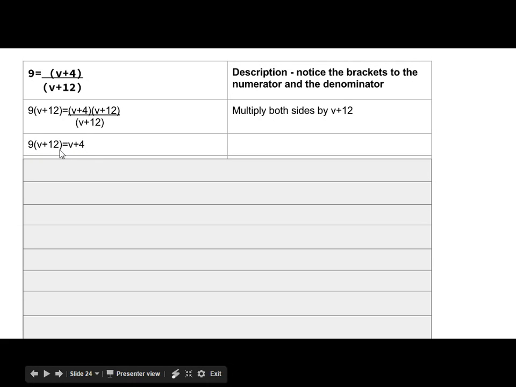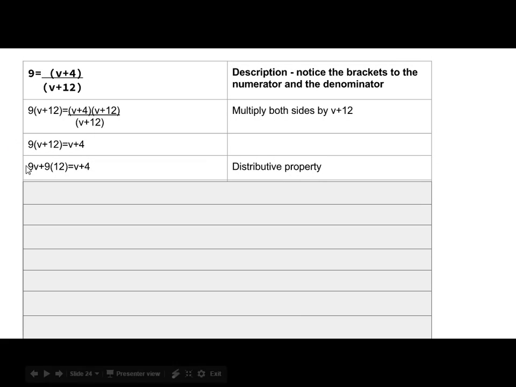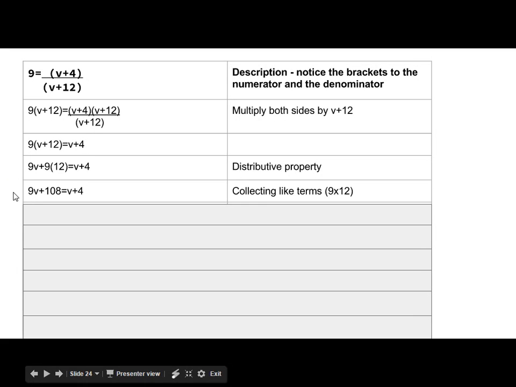Looking at this, we now can resort to the distributive property. So I want to multiply 9 times v and 9 times 12. When I do this, I've got 9v plus 9 times 12 equals v plus 4. This is the distributive property. Notice that, yes, I could have just gone ahead and solved what that was, but because we are just beginning to do this, I would ask that you please do each step one at a time until you become very comfortable and sure of yourself of how to do each of the steps. Now the next step that I have to do is I have to multiply the 9 times 12 and see what that equals. So I have 9v plus 108 equals v plus 4.